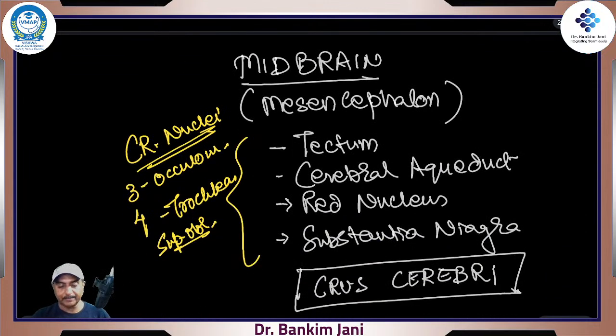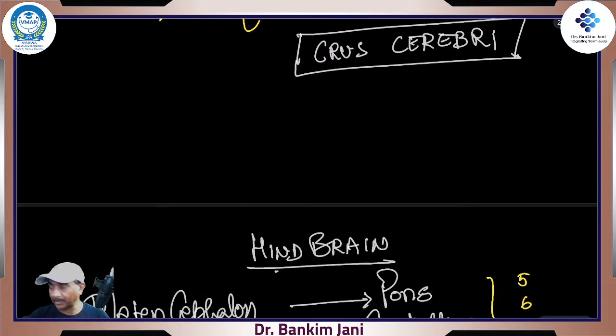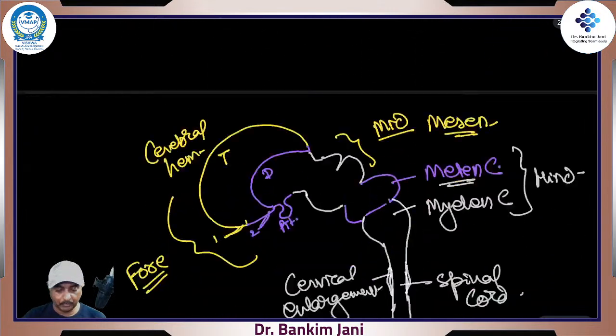That's how it takes. Midbrain, mesencephalon, right? We have got the cranial nuclei 3 and 4 at this level. So structures like tectum, cerebral aqueduct, red nucleus, substantia nigra, crus cerebri, few important structures. Hindbrain, very nice. Metencephalon and the myelencephalon. Metencephalon, pons and cerebellum. Pons front, cerebellum back. Medulla oblongata, that is from the myelencephalon. 5, 6, 7, 8, 9, 10, 12. Right? These are the cranial nerves associated with it.